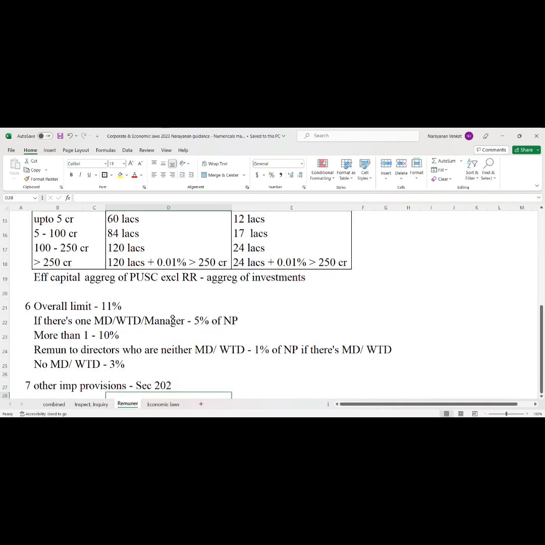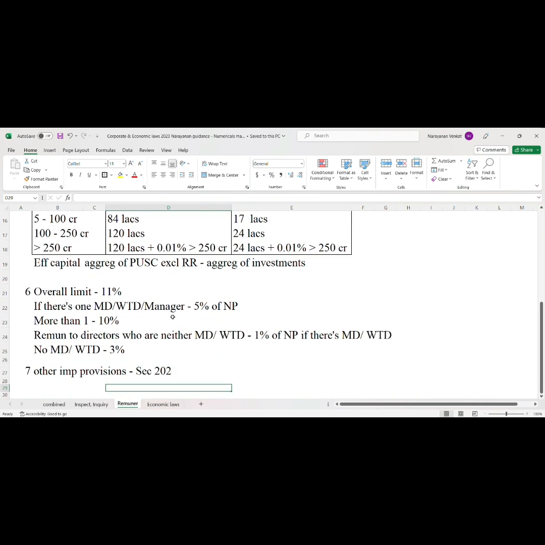Moving on to the next one, very important, frequently and regularly tested. The overall limit for managerial remuneration is 11%. If there is one MD or WTD or manager, then 5% of net profits. If there are more than one, then 10%. And in case of remuneration to directors who are neither MD nor whole-time directors, if the company has any MD or WTD present in the organization, then 1% of net profits. If there is no managing director or whole-time director, then up to 3% of net profits may be given as remuneration to directors who are neither a managing director nor a whole-time director.